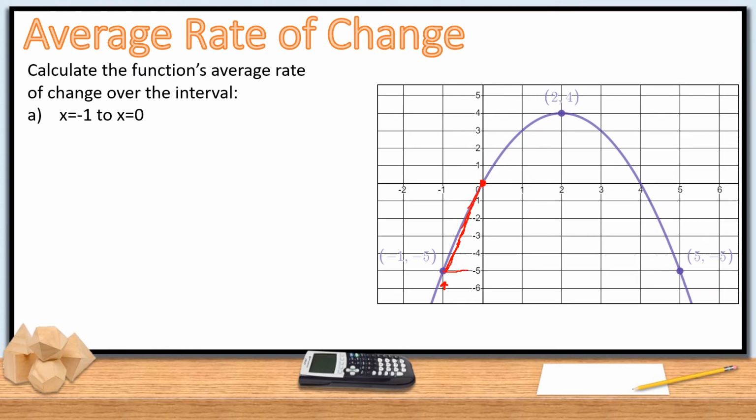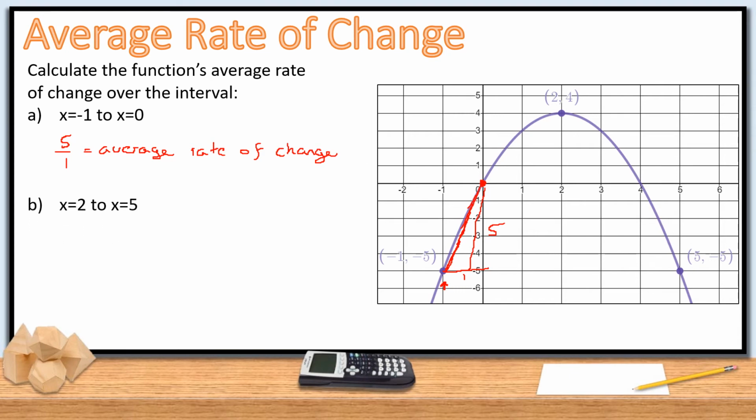So it is over 1, up 5. So we would say, okay, over 1 up 5, so rise over run, 5 over 1. That's it. And please don't call it slope, call it average rate of change. So slope is kind of like how we define it in our heads, but the actual answer is the average rate of change from x is -1 to x is 0.